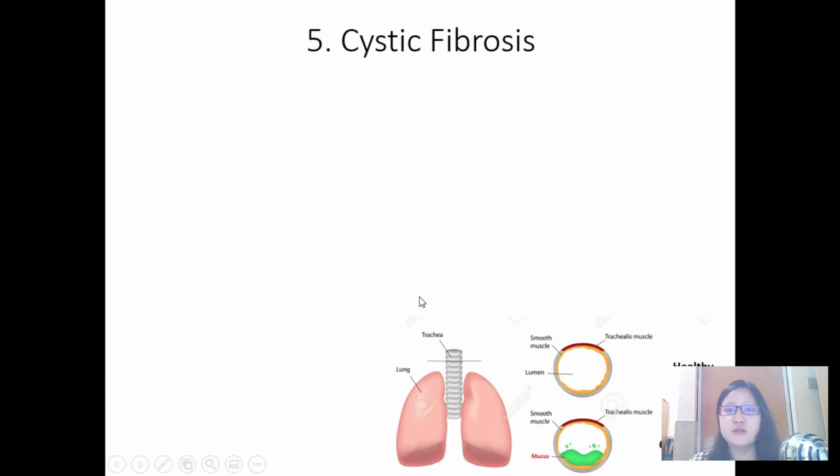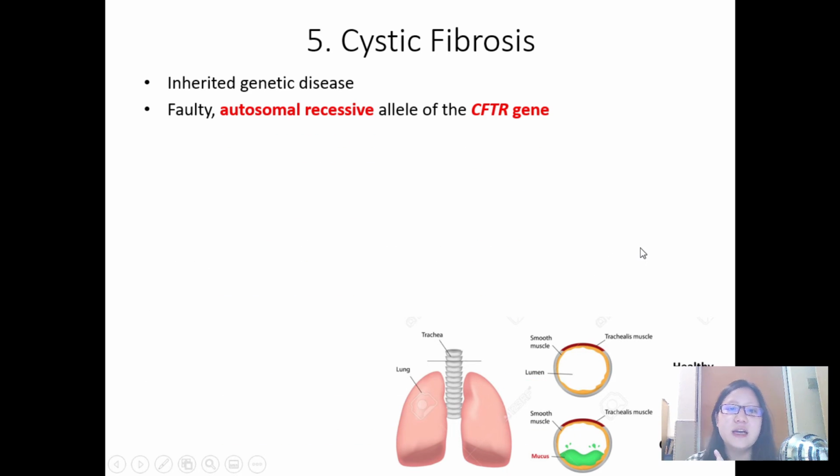Alright, let's go to disease number 5 now. So this is the last disease. This is cystic fibrosis. Cystic fibrosis is not supposed to be taught in this chapter, it's supposed to be taught later, but it's also an inherited genetic disorder. So I thought, why not teach it now, recap later? Makes sense. Okay, so number 5, an inherited genetic disorder due to an autosomal recessive allele of the CFTR gene.